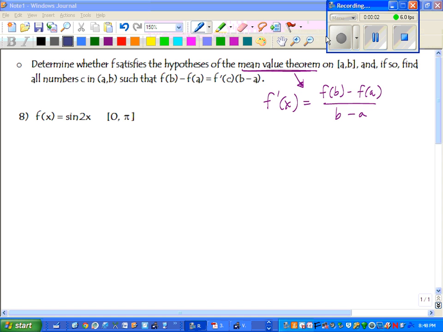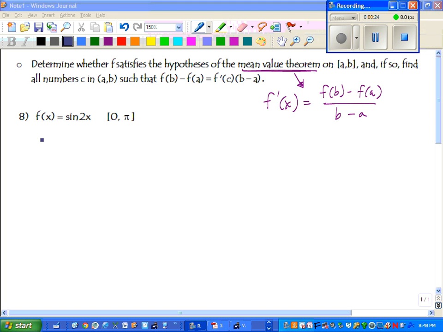All right, let's try one with trig. So sine of 2x is our function. We know sine graphs are continuous and they're differentiable, so we can assume that's going to be true on 0 to pi. And that means we want to find when the derivative of this equals the slope between the endpoints.